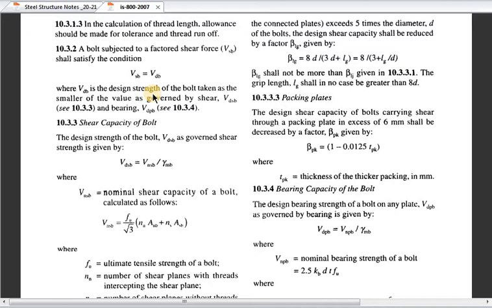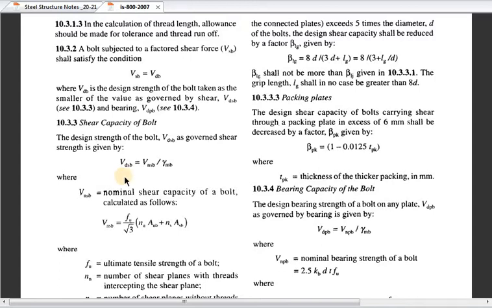Okay, so up till now you have understood this concept. But what is the shear capacity of bolt? Here again there is a clause for shear capacity of bolt. Clause 10.3.3, shear capacity of bolt: the design strength of the bolt governed by shear is given by VDSB equals VNSB divided by gamma MB. One by one we will see what VNSB and gamma MB are.